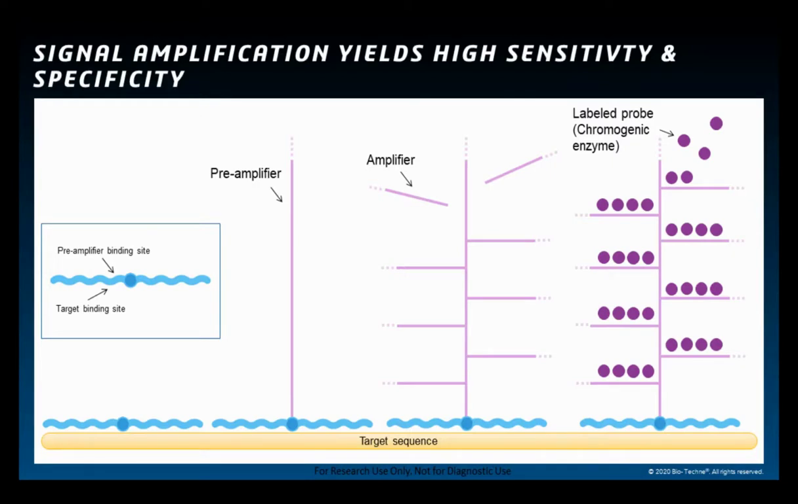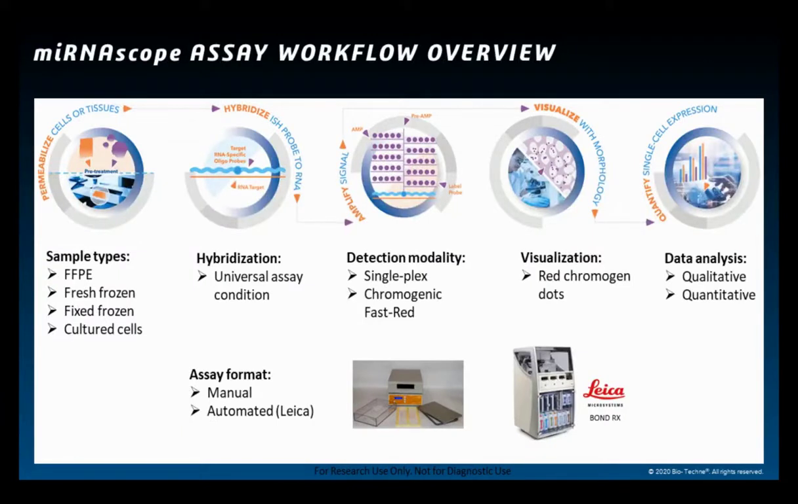Once the pre-amplifiers are hybridized to the target probe, multiple amplifiers are then added to the pre-amplifiers. Each amplifier can then further bind multiple label probes, sequentially hybridizing to assemble a branching complex at each probe binding site. Label probes contain a chromogenic enzyme that generates a visible signal after chromogenic reaction, in this case with fast red, that is detectable under a standard bright field microscope. This entire amplification system allows for highly sensitive and specific visualization of target RNAs as punctate dots.